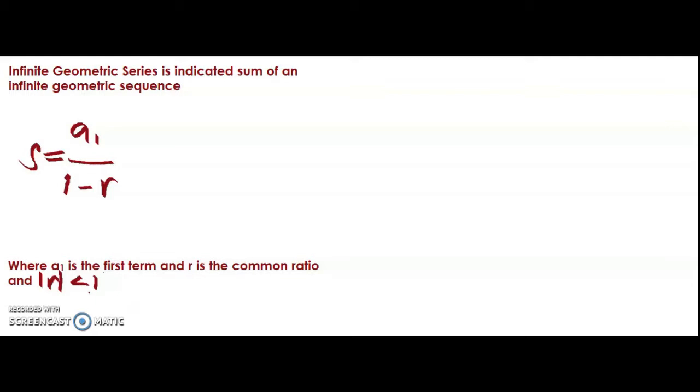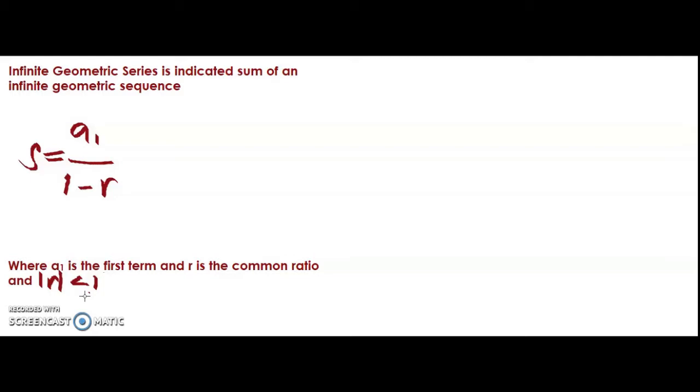In the finite formula we have the value of n. For this one, we do not have the value of n since it is infinite, continuous siya. So we have this formula, which is S is equal to the first term over 1 minus the common ratio. Now, kapag ang series natin ay infinite geometric series, the absolute value of our ratio should be less than 1.